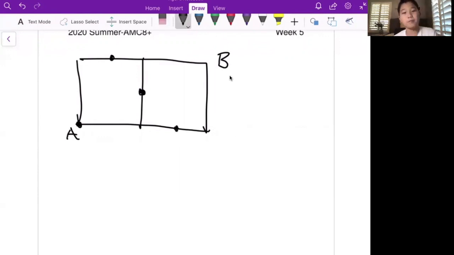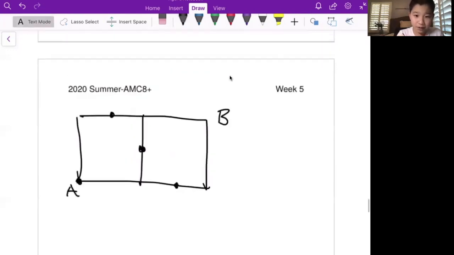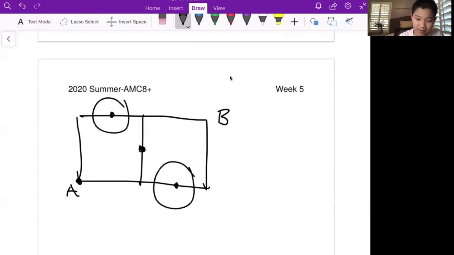There's no other places they can meet. There's no other place which they're both the same distance from Alice and Bob. That's what it means. So they can only meet right there. So let's analyze each of them separately. In fact, we can do this and this at the same time because they're symmetric.